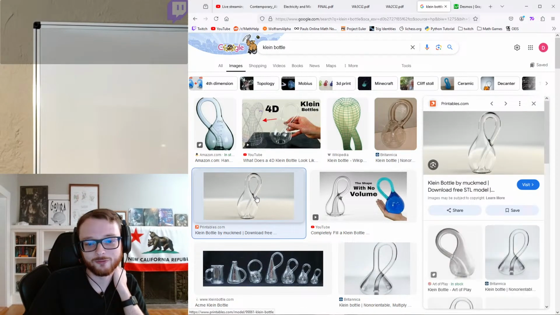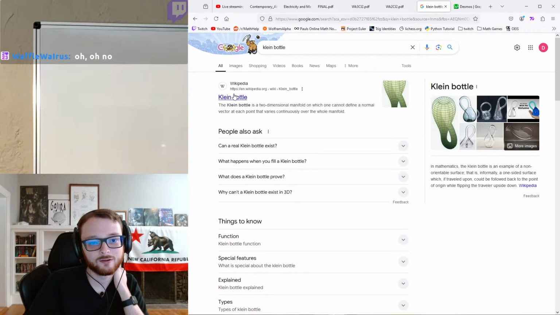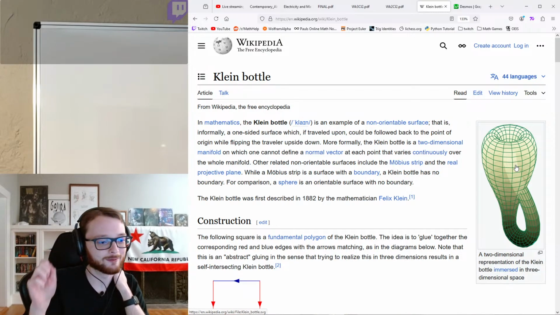This maybe isn't the best. There should be a Wikipedia page on this, right? A non-orientable surface that is an informally one-sided surface, which, if traveled upon, could be followed back to the point of origin while flipping the traveler upside down. So yeah, it's like a three-dimensional surface, but it only has one actual surface because of how it goes back inside of itself.